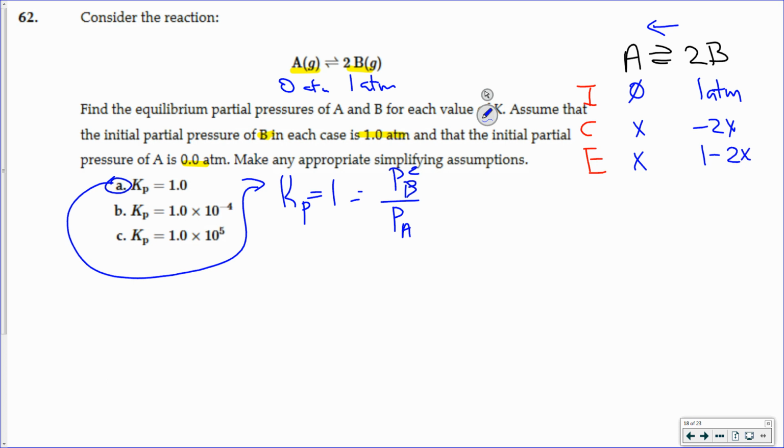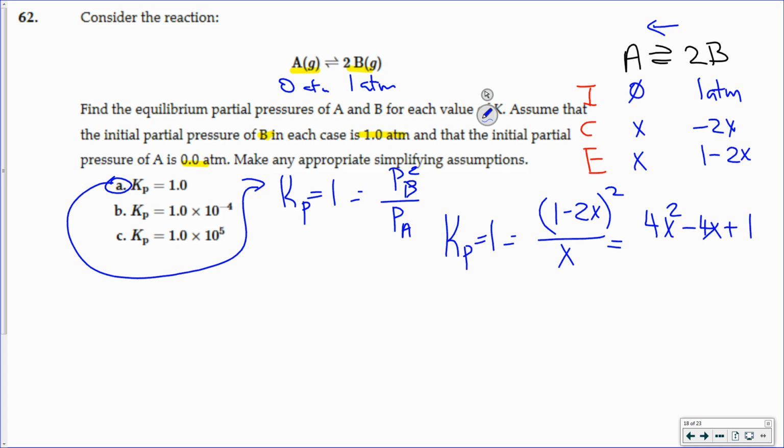So I would just plug this into the K sub P expression. K sub P, which is equal to 1, is equal to what B is, which is 1 minus 2x, but we've got to square it, over A, which is x. And that's a stinking quadratic. So 4x squared minus 4x plus 1, did I expand that right? Over x, and that's equal to 1.